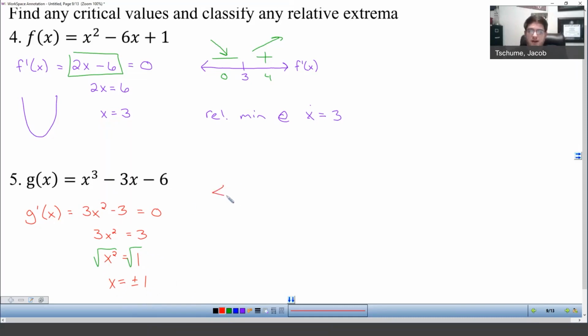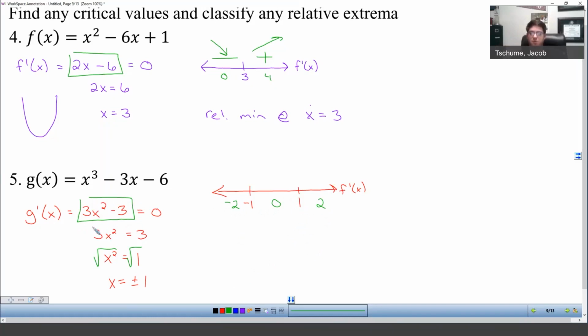You've got two critical values, so when I draw my number line this time, I need to plot both of those numbers in order on the number line. So I'm going to plot -1 and +1, and then I'm going to pick out some test values. How about -2 that's less than -1, 0 in the middle, and 2 over here on the right? You are plugging all 3 of those test values into your first derivative. And like I said, just use your calculator if you need to.